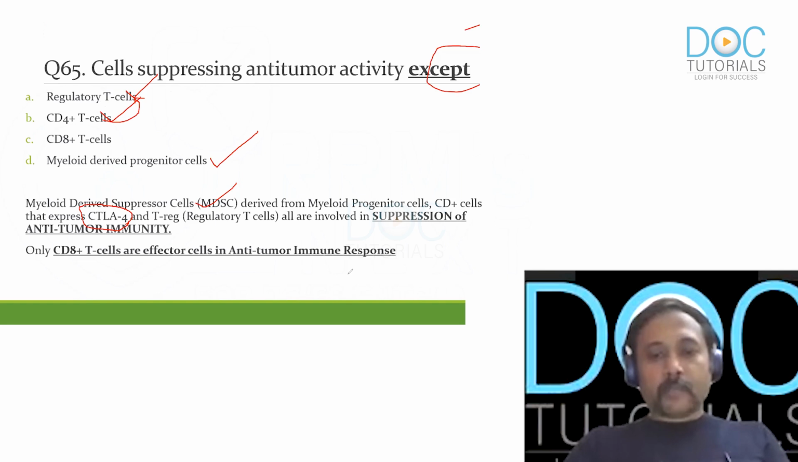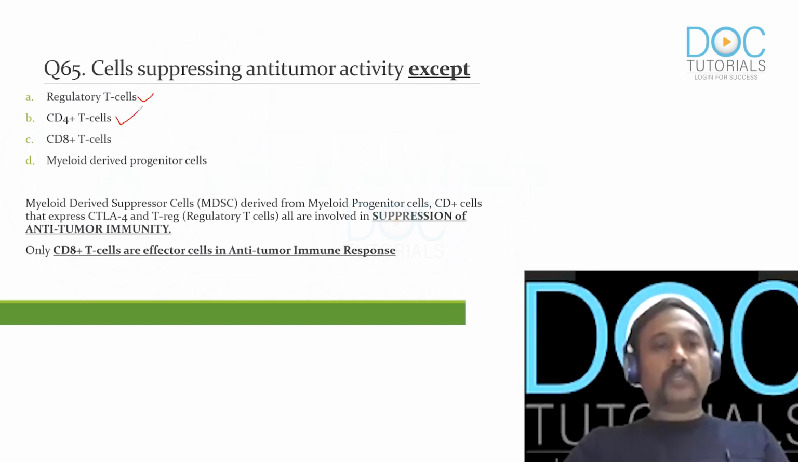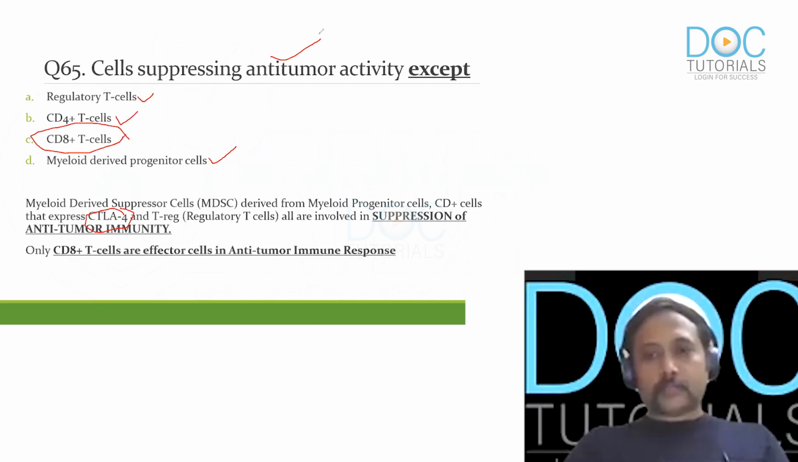Importantly, these cells are your regulatory T cells, your CD4 positive T cells when they have CTLA4 expressed in them, and then you also have the myeloid derived suppressor cells, which are derived from the myeloid progenitor cells. All these three have an action on anti-tumor suppression activity. On the other hand, your CD8 plus T cells are your cytotoxic T cells, which are always going to be your anti-tumor cells. They will promote the anti-tumor activity. So that is the answer for the except version.